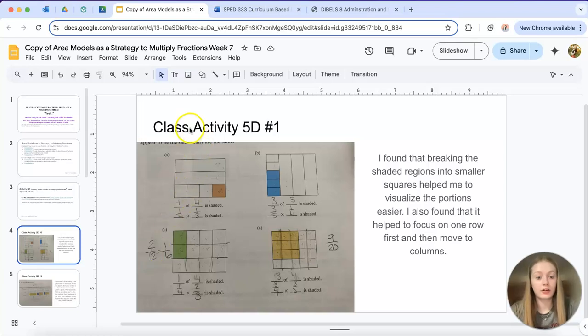So for the class activity 5D number 1, I found that breaking the shaded regions into smaller squares really helped me visualize all the portions easier. And I also found it very useful to focus on one row or column at a time and then move on to the next, like looking side to side and then up and down. So for A, we have one single block here shaded.